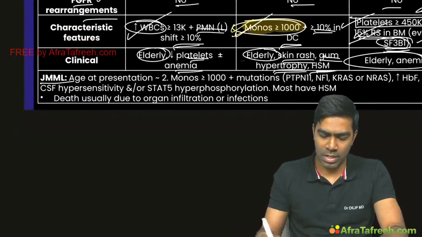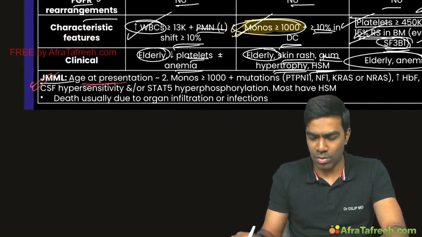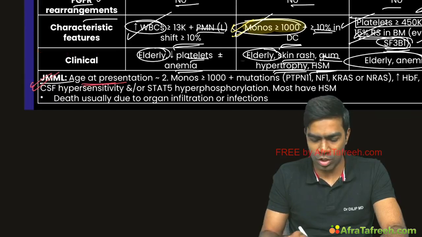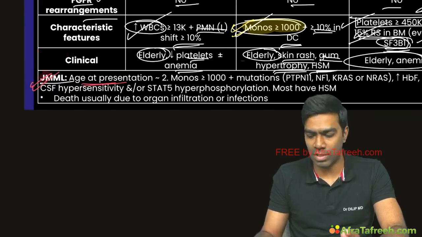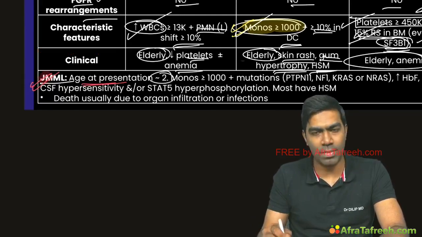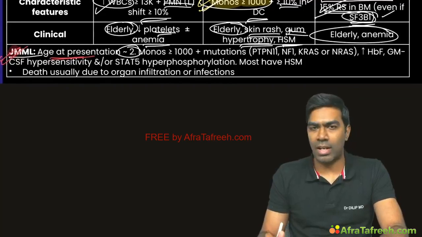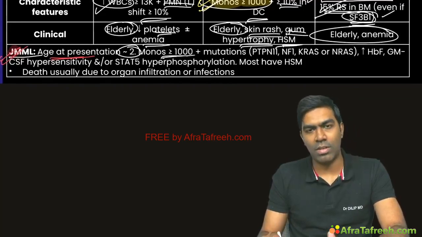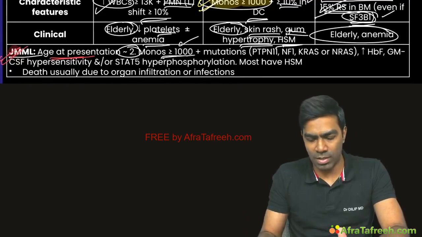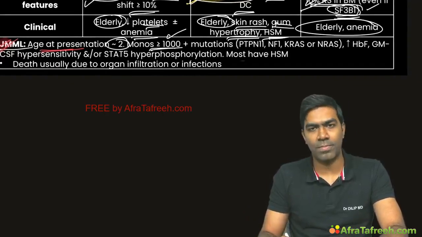What about JMML, that is juvenile myelomonocytic leukemia? The age of presentation is the most important thing. Because it's called juvenile myelomonocytic leukemia, the age of presentation will be lower. Most patients will be very young, around 2 years of age. It's a pediatric disease. And like your CMML, you're going to have excessive monocytes in the peripheral blood. The value should be more than 1000 at least, or more than 10% in the differential count.